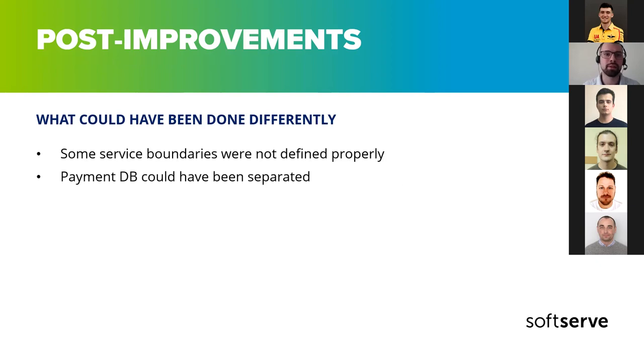Some things could have been done differently. The first one: some service boundaries were not defined properly. That's why I mentioned that it is very important to know the business domain very well, because if you deeply know how the business works, what it should deliver and for whom, you can be pretty sure that you will set great service boundaries, and it's not going to be a pain later in the process.